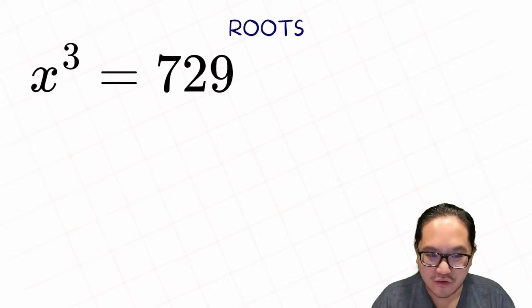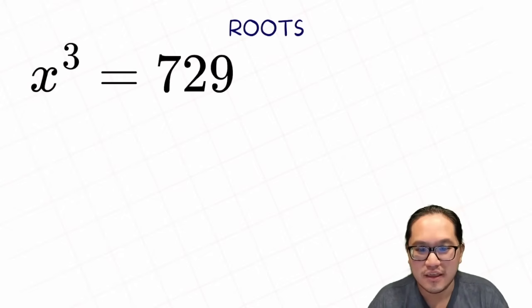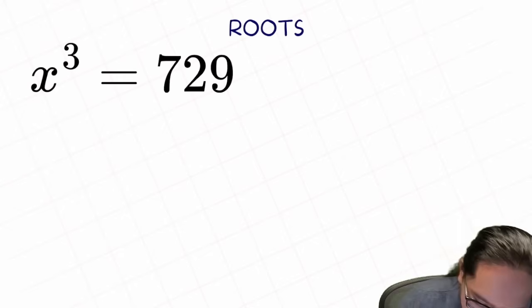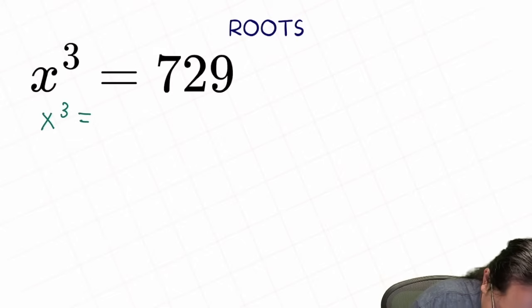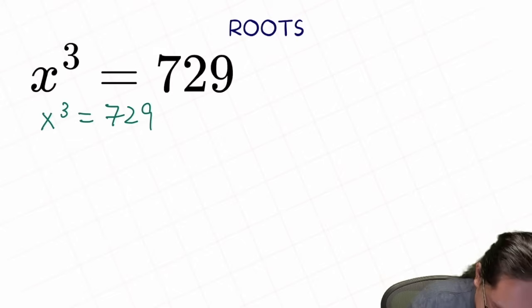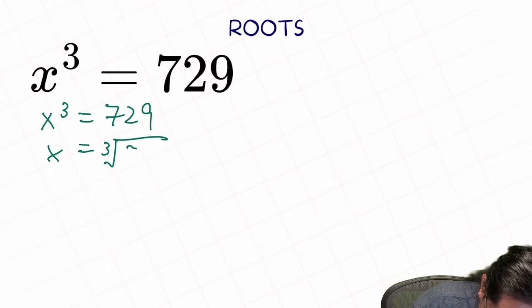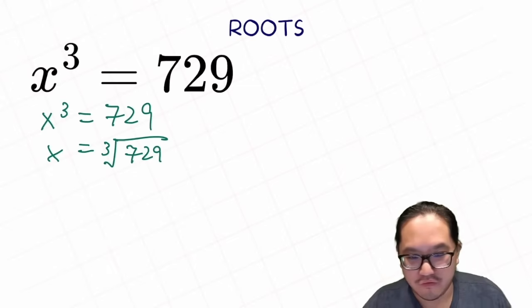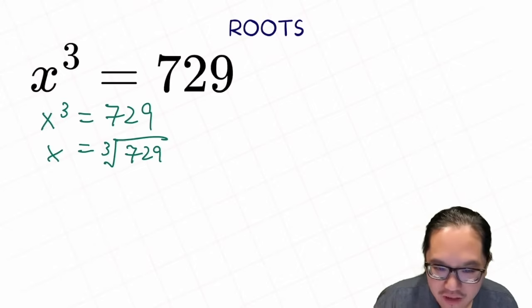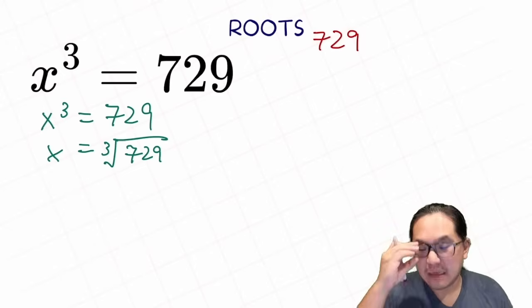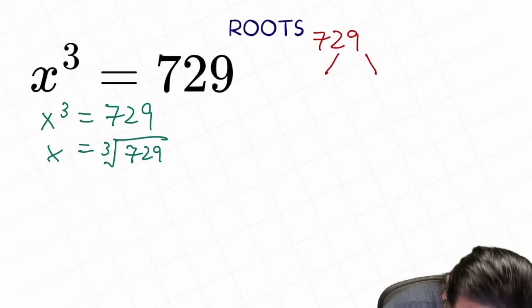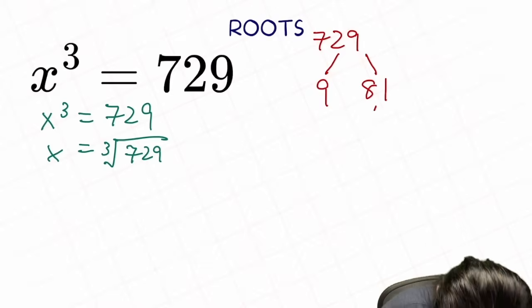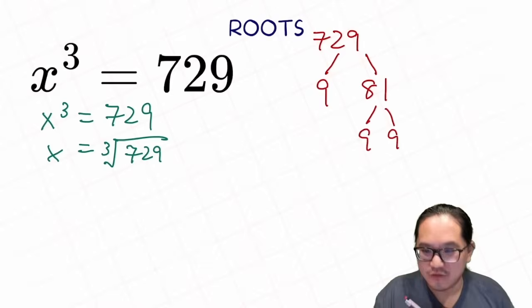So now, next question. x to the power 3 is equal to 729. We talked about this before, right? x to the power 3 equal to 729. It's just x equal to the root of 729 with index 3, okay? So regardless, we need to break down 729. So we know that 729, I can break it down to 9 and 81. We can divide 81 into 9 and 9.